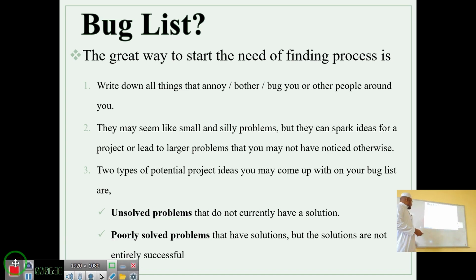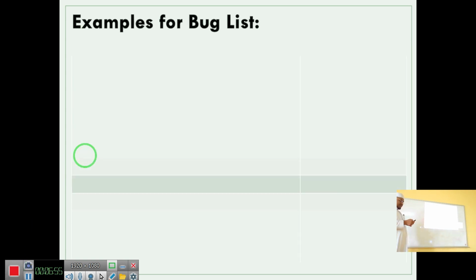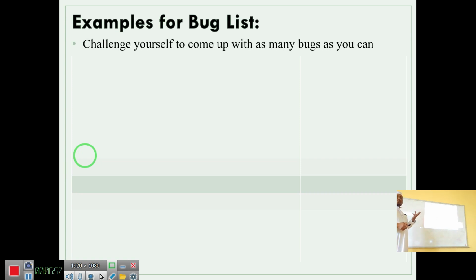Not entirely successful. So I will explain with examples one by one. Then only you'll understand what is an unsolved problem and what is a poorly solved problem. Then we'll see. First one. Examples of bug list problems: poorly solved problems and unsolved problems. So challenge yourself to come up with as many bugs as you can.